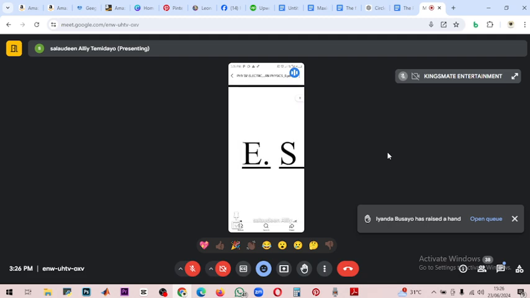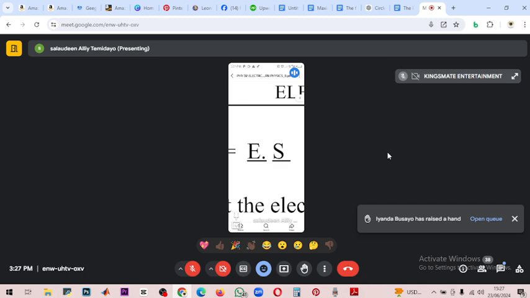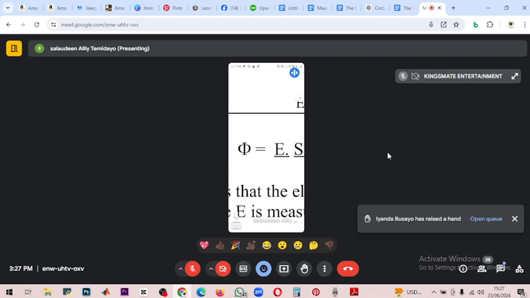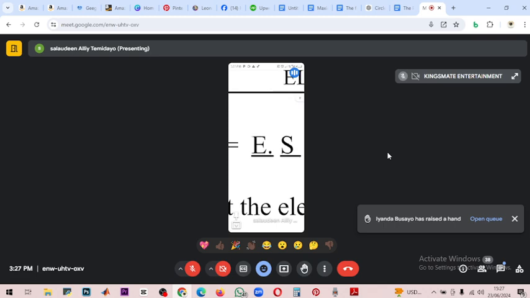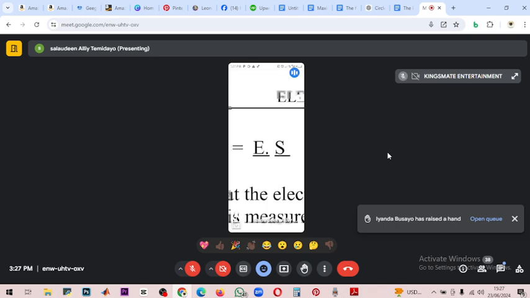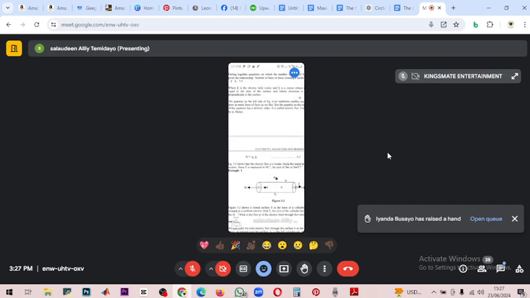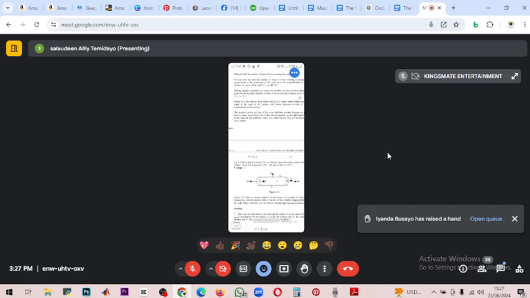So when we get to a place that we should work more on the board, I will start using the board. I've explained all these things before, so I shouldn't waste time on it again. So phi is equal to E dot S. E is the electric field. S is the area of that surface. So that is the formula. It is a dot product.